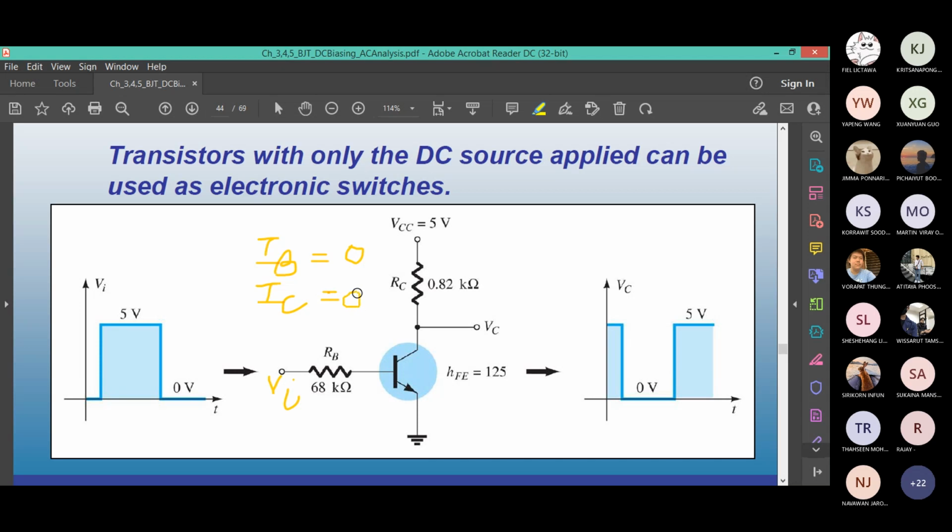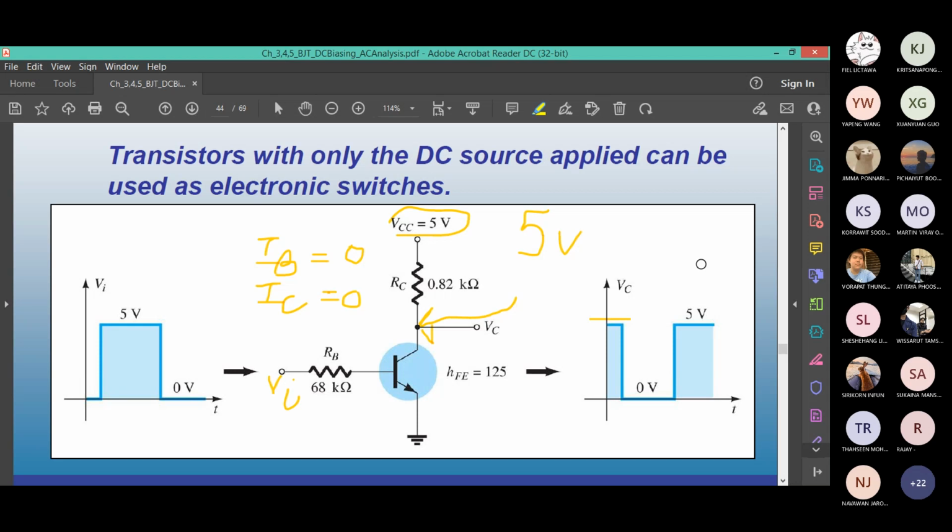If IC is 0, and you try to take the output VC at this point, what voltage value will it see? VCC minus ICRC. Now IC is 0. So what does it say? It will see directly the value of VCC. The probe will directly sense VCC. That's why when Vi is 0, you have 5 volts. If you think of digital logic, a 5 volt level is high. So you see high voltage.